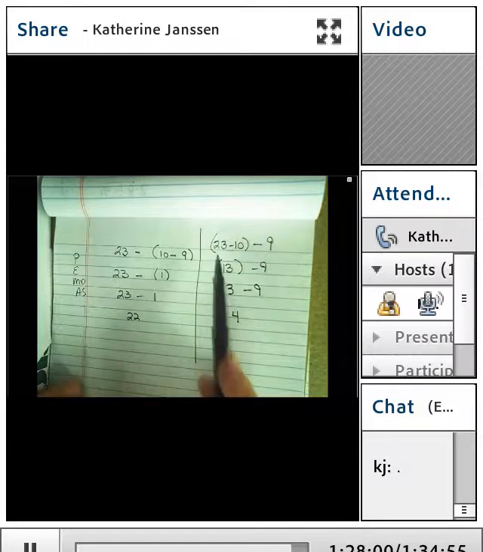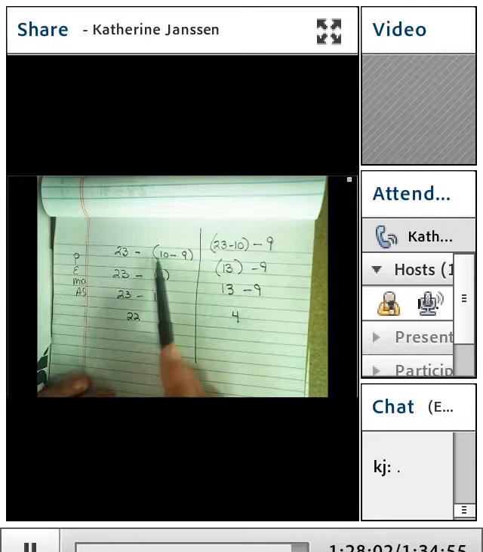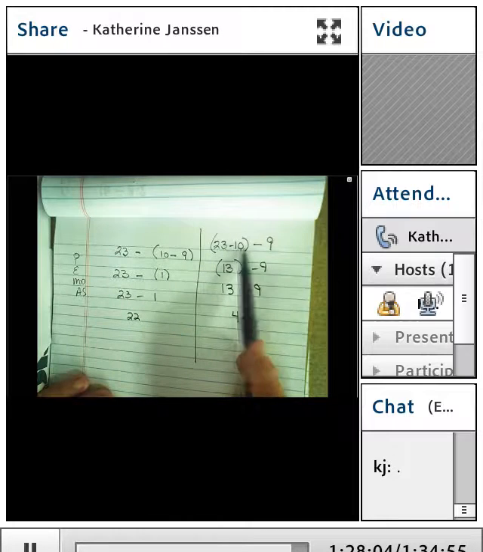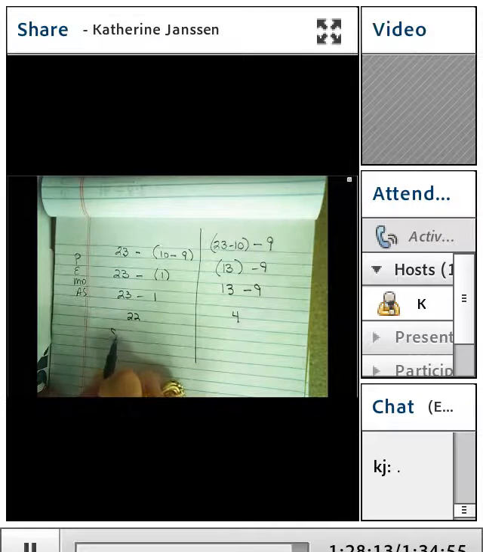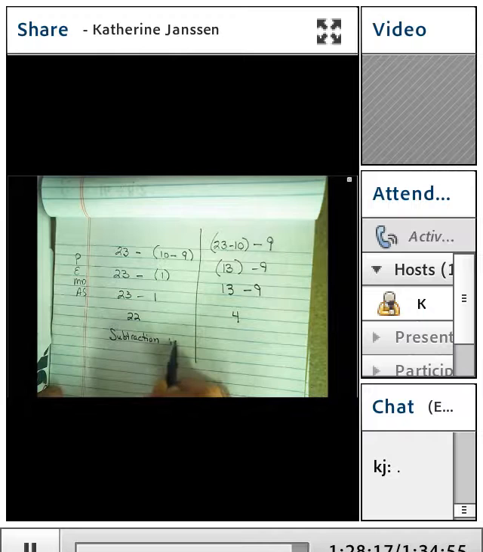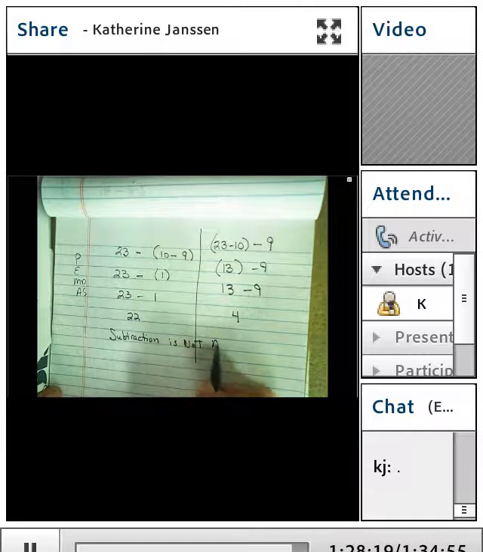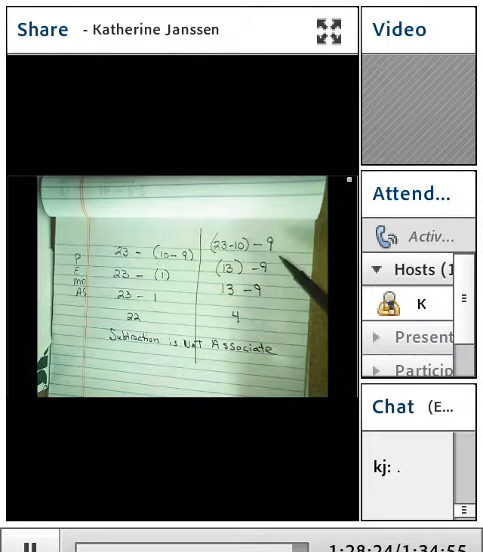So we see that even though 23 minus 10 minus 9 is the expression, the parentheses establish a different result, which tells us that subtraction is not associative. I cannot just regroup in subtraction and get the same result. Subtraction is not associative.